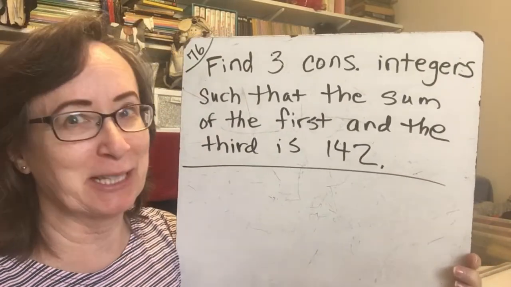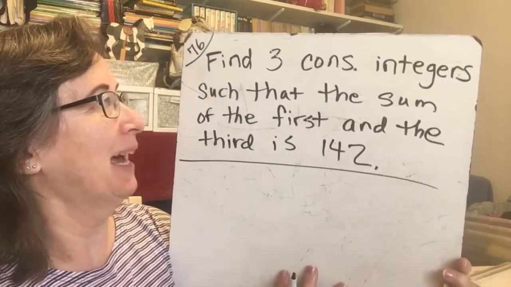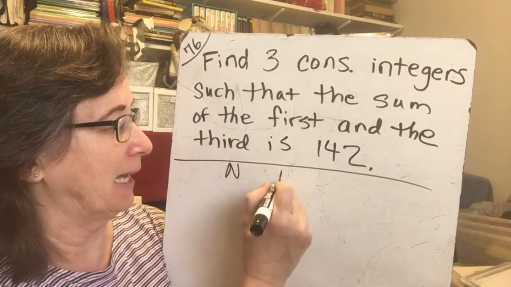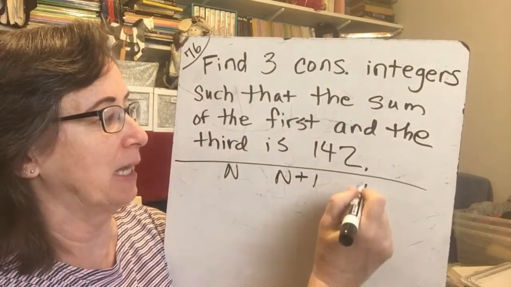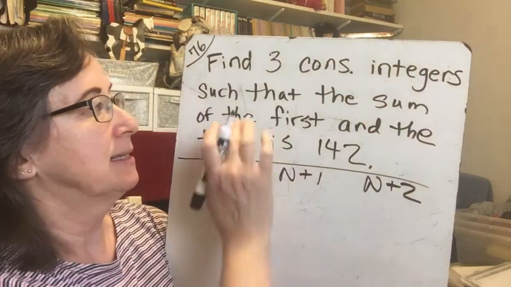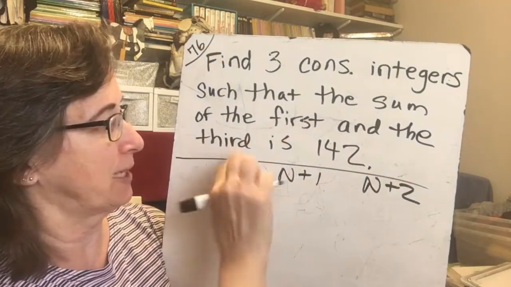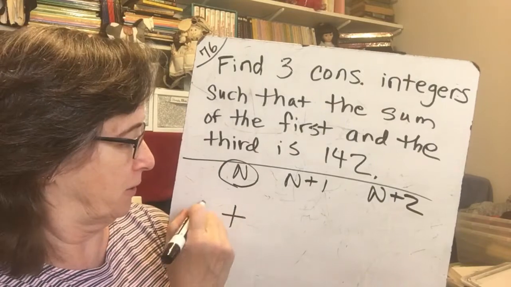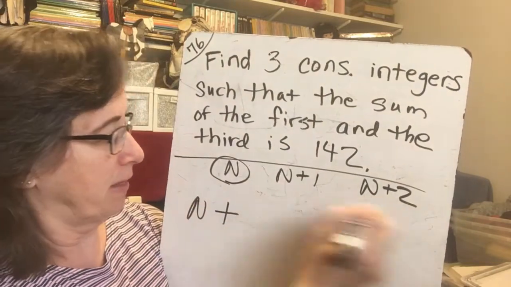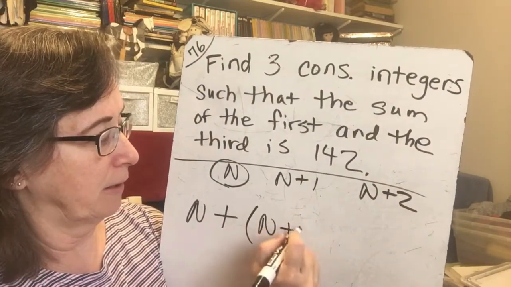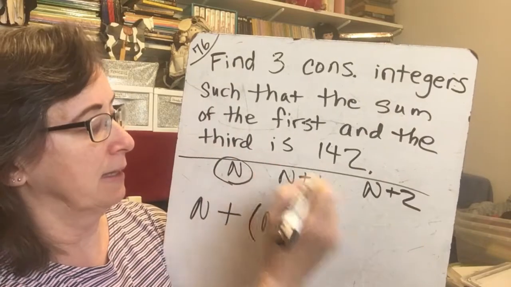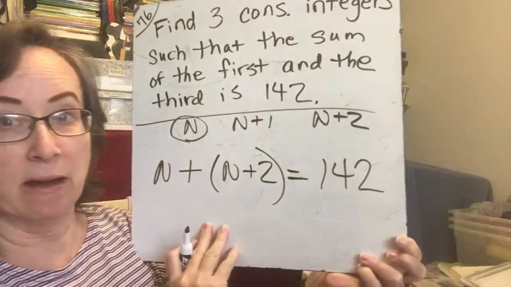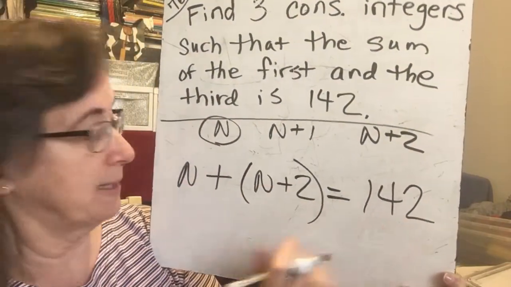The second one's a little bit spicier, but it says find 3 consecutive integers. So we're looking for an n, n plus 1, and an n plus 2, such that the sum of the first and the third is 142. Okay, so now we work this out.